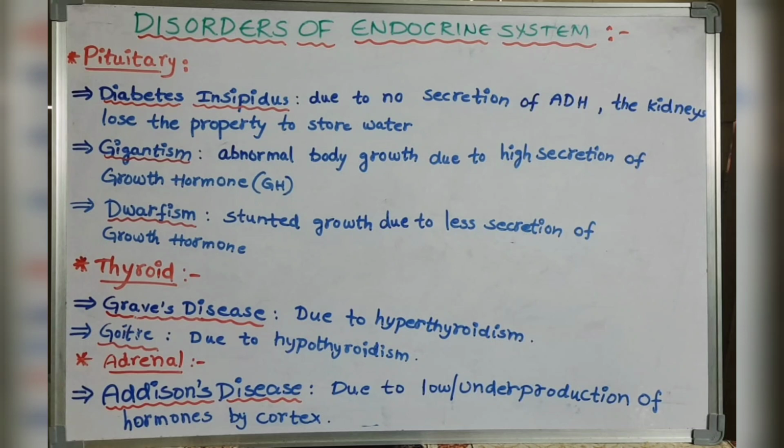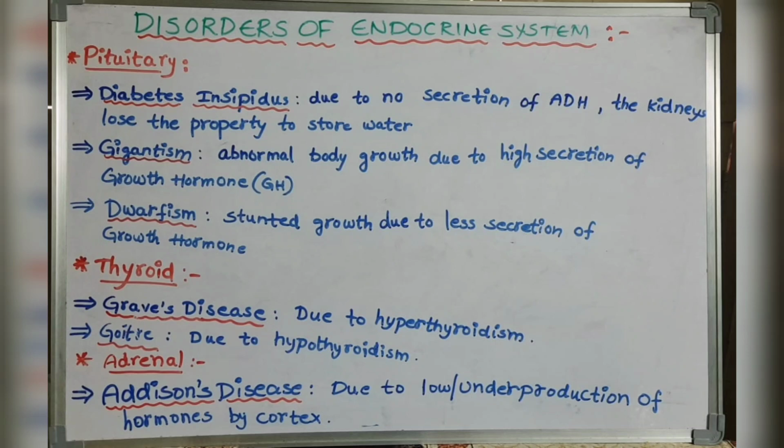Disorders related to the endocrine system. Disorders related to the pituitary: diabetes insipidus. This is due to no secretion of ADH. In this case, the kidneys lose the property to store water. The next one is gigantism. It is abnormal body growth due to high secretion of the growth hormone. Quite opposite to gigantism is dwarfism. It is stunted growth due to less secretion of the growth hormone.